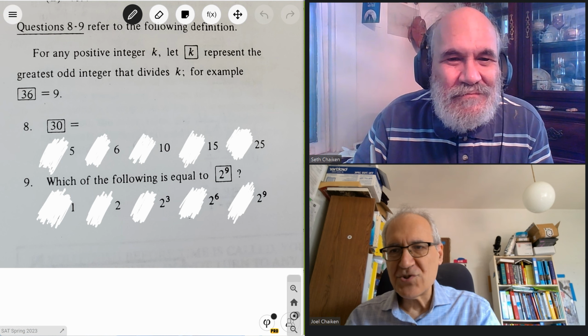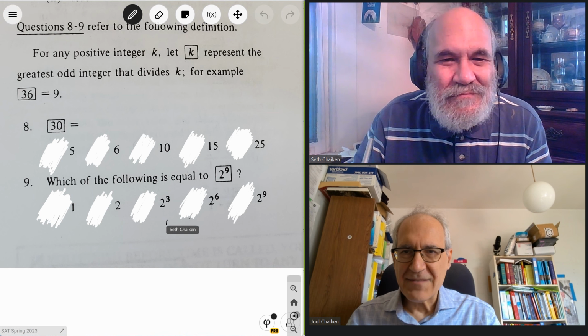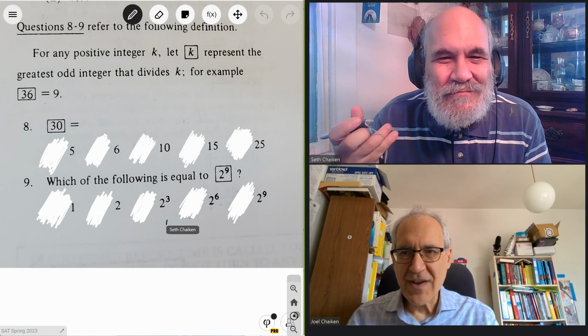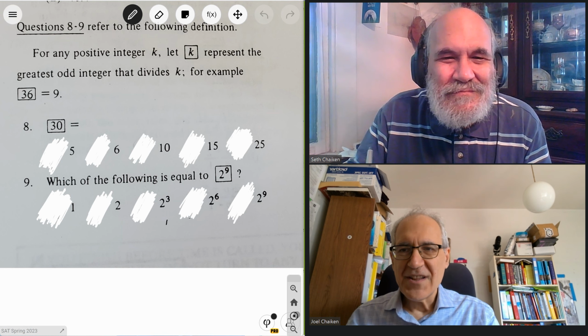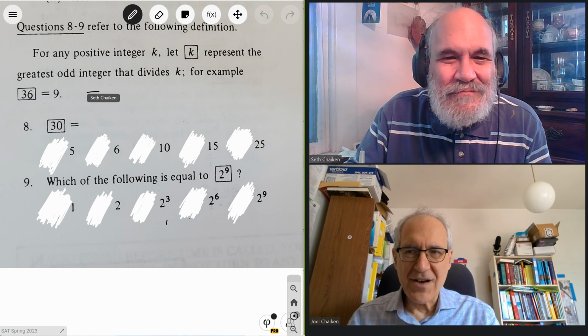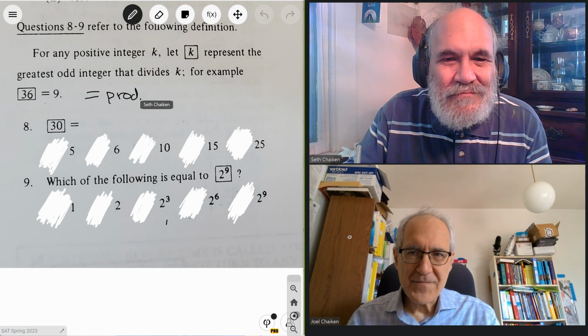Questions 8 and 9. So we'll do 2 questions. For any positive integer k, let that boxy thing k represent the greatest odd integer that k divides. And they're very nice. They give you an example. The box of 36 is 9. So now they want to know what the box of 30 is.